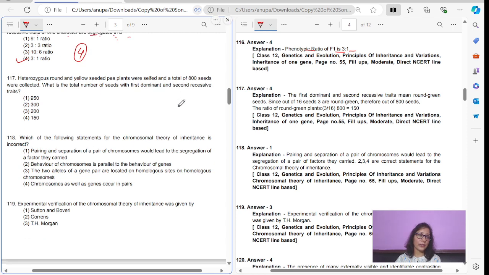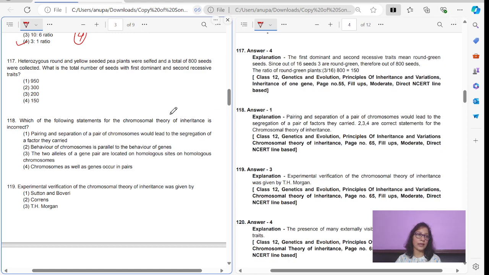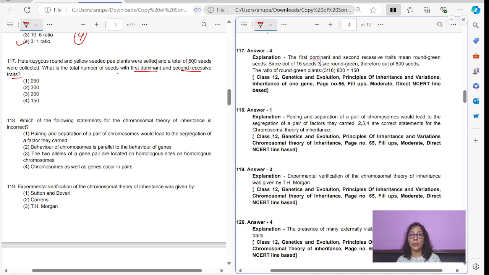Now let's move to the next question, that is question number 117. Question number 117 states that heterozygous round and yellow seeded plants were selfed and a total of 800 seeds were collected. What is the total number of seeds with first dominant and second recessive traits? So here the first dominant will be round and the second recessive trait will be green seeds.